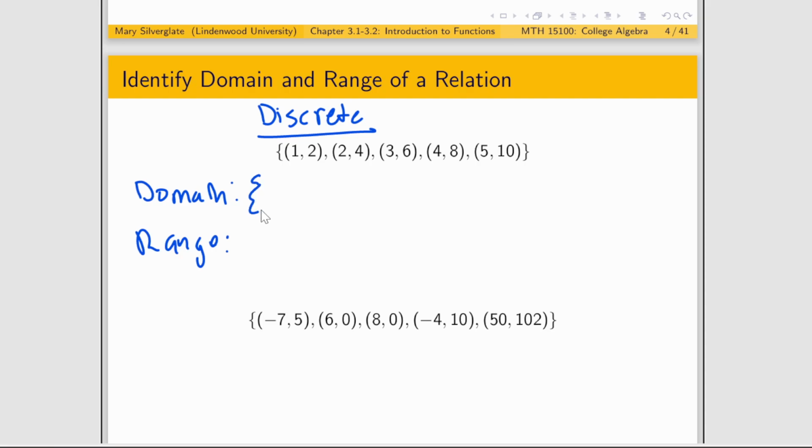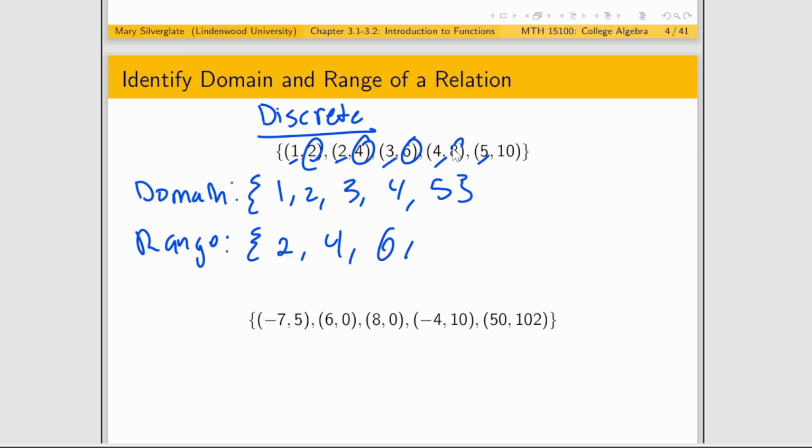So for my domain here, since I'm listing a discrete set of elements, I'm going to use this little curly brace, and I've got 1, 2, 3, 4, and 5 in my domain. That's my full list of domain. For my range, I've got 2, 4, 6, 8, and 10. That's every single input, every single output. Go ahead and try this next one yourself before I go over it.